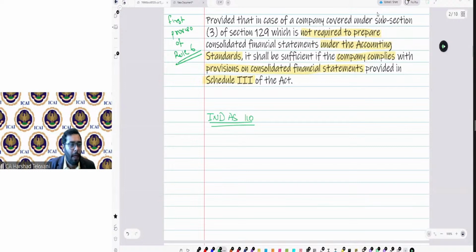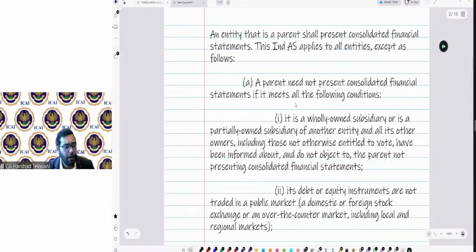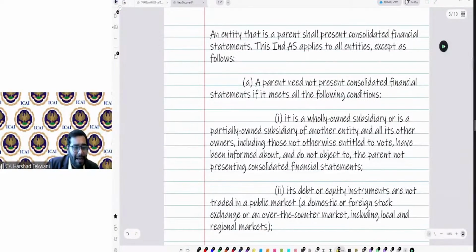What it says is that an entity that is a parent shall prepare a consolidated financial statement, and this Ind AS applies to all entities except as follows. That is, one, a parent need not present consolidated financial statement if it meets the following conditions. And that condition is, it is a wholly owned subsidiary or a partly owned subsidiary of another entity, and all its owners, including those not otherwise entitled to vote, have been informed about it and they do not object.